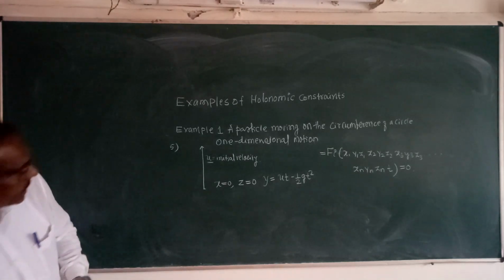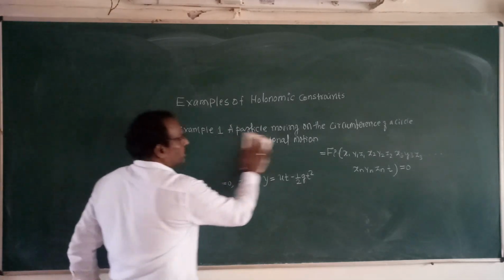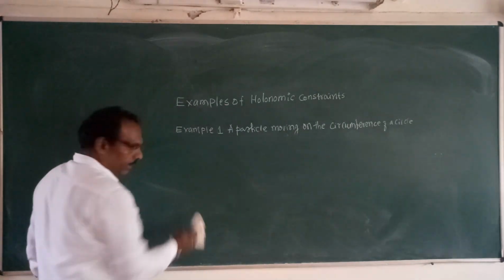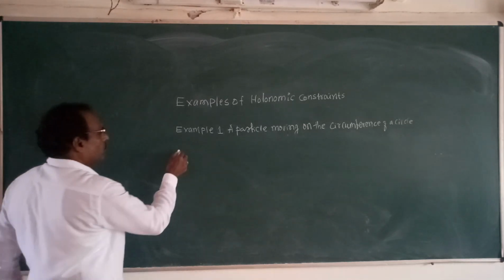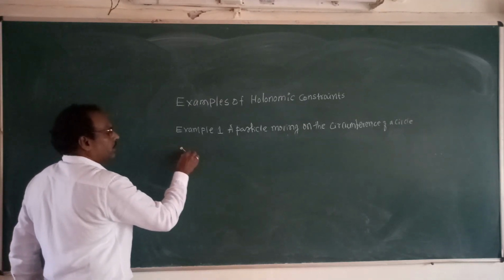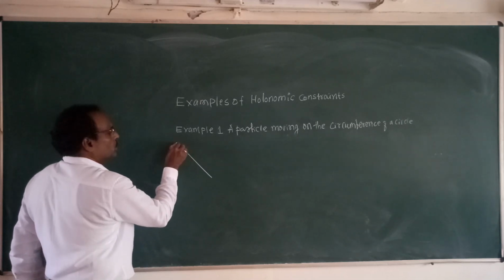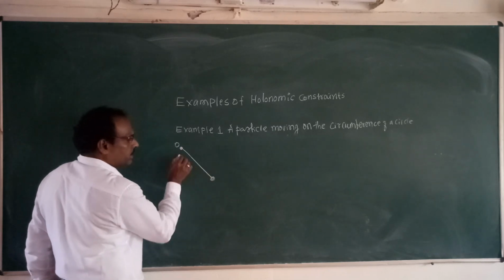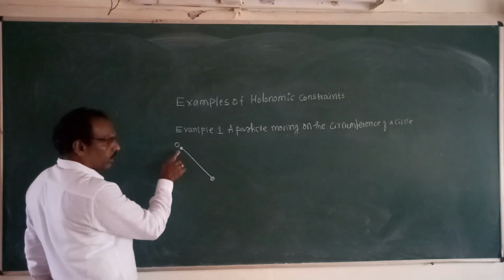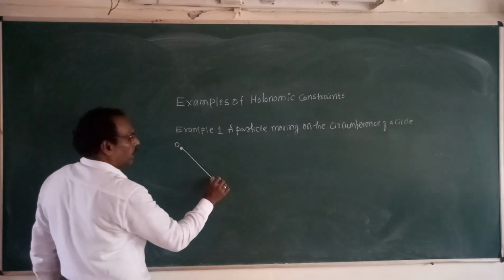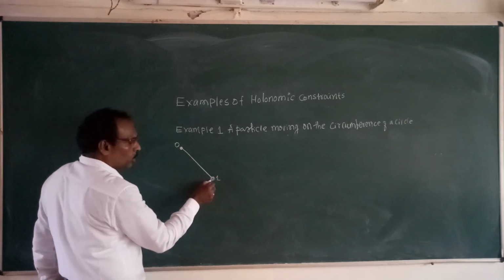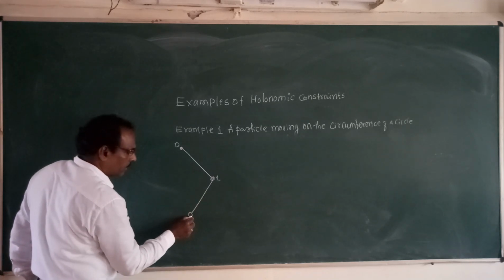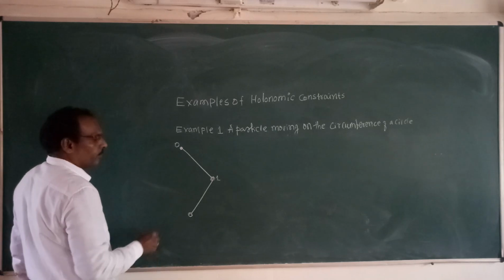Well, we'll go for another example, example number 6, that is the double pendulum. I'll draw the picture here. Say this is a fixed point O, and here is some mass attached to an inextensible light rod or string. I'll call this particle 1. To this particle we have attached another mass. This is called a double pendulum.